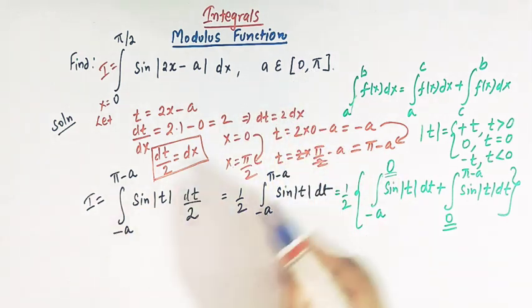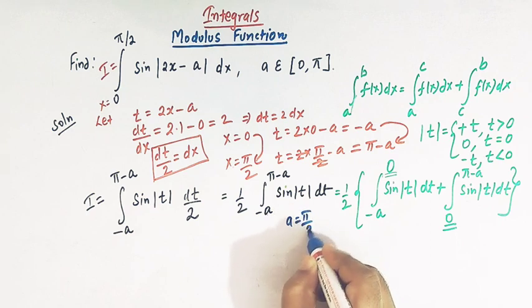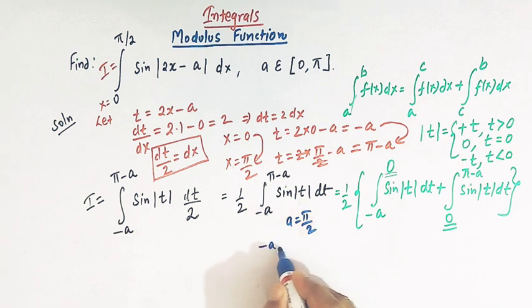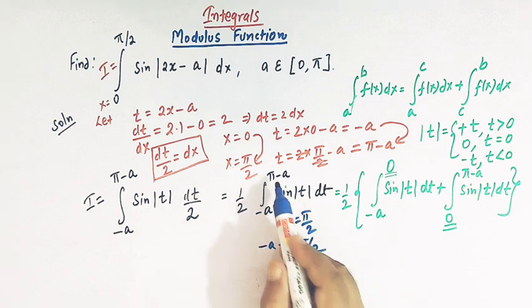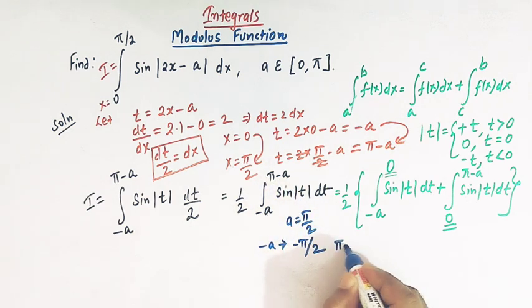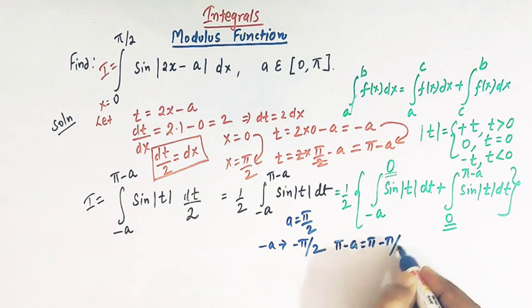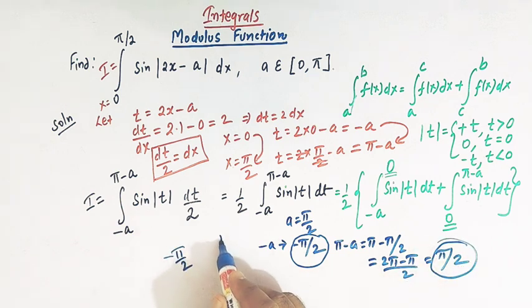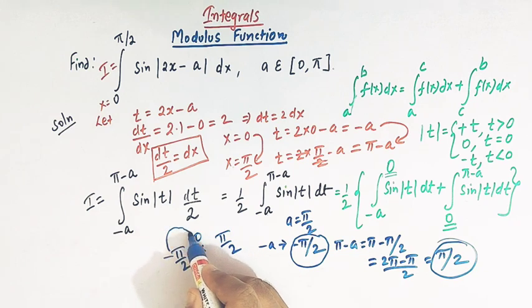Now let us take a is equal to pi by 2 as an example. Then minus a is minus pi by 2, right? And what is pi minus a? Pi minus a is pi minus pi by 2, that is pi by 2. So it means we have to integrate from minus pi by 2 to pi by 2, and between minus pi by 2 and pi by 2 we have the point 0. So we go from minus pi by 2 to 0, and then we go from 0 to pi by 2, right?